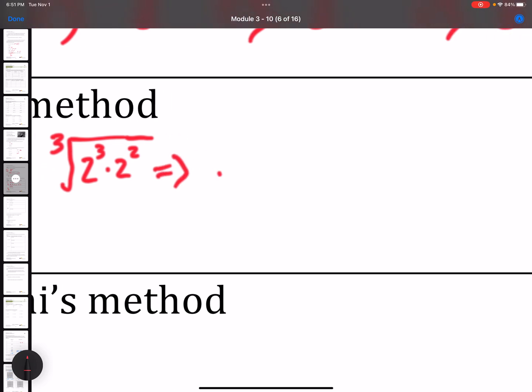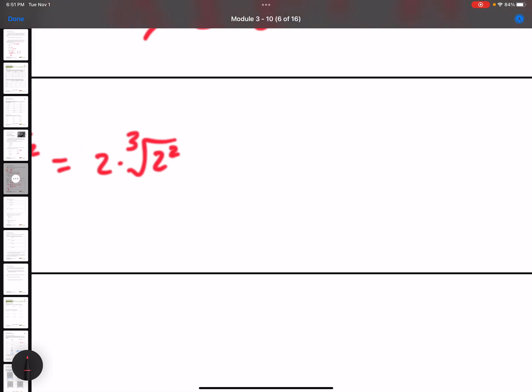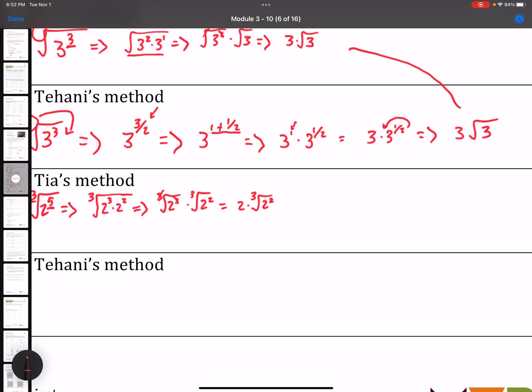Now, I can separate these out into their own radicals. So I'll say the cubed root of 2 cubed times the cubed root of 2 squared. I did that cube intentionally right here because, pew, pew, they cancel off. So I get 2 times the cubed root of 2 squared. Just like that. Okay? I think that is enough to go on. I can leave it just as simple as that.